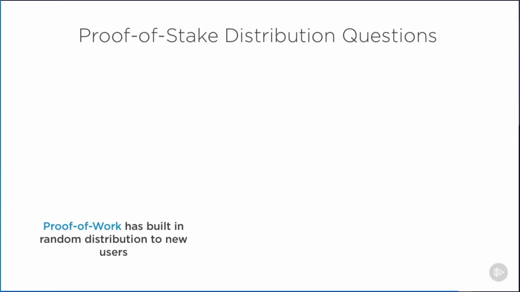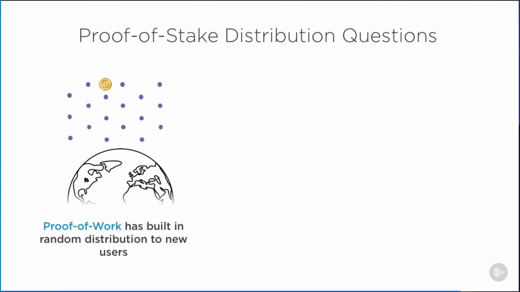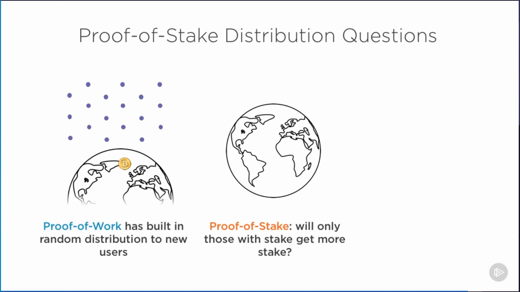One other nice feature of proof of work is that it provides a built-in way to randomly distribute currency to people that don't already have the currency. With proof of stake, you have to have stake to get more stake. How will new users get coins, and will existing stakeholders only get richer?